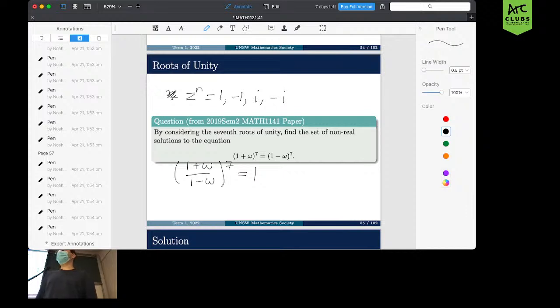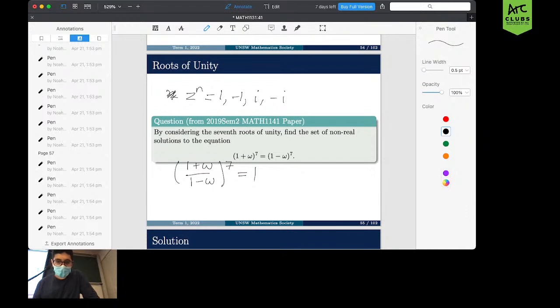We have to check that we can do this, because what if that right-hand side is 0? Then we obviously can't divide by (1 − ω)^7. The right-hand side is equal to 0 if and only if ω equals 1. But let's check if ω equals 1 satisfies this equation. On the left-hand side we'd be left with 2^7, and on the right-hand side we'd be left with 0. So clearly ω equals 1 can't be a root of this equation, which means we are allowed to divide by (1 − ω)^7, because it could never be equal to 0.